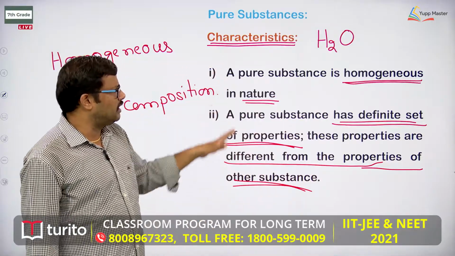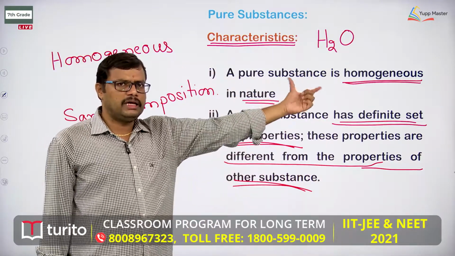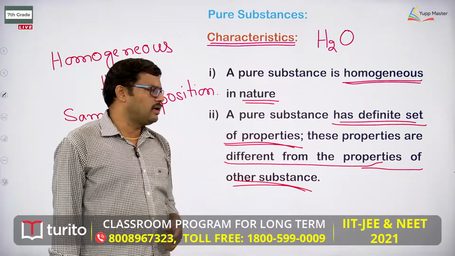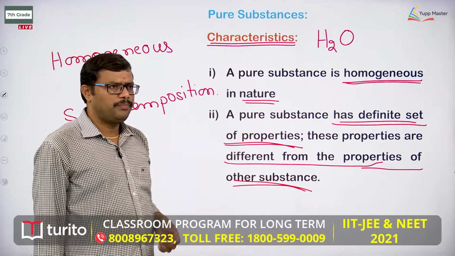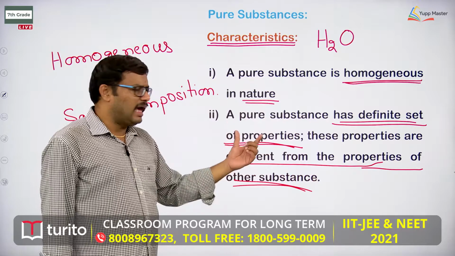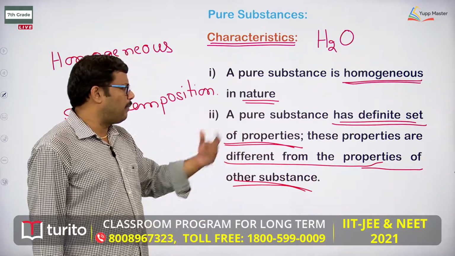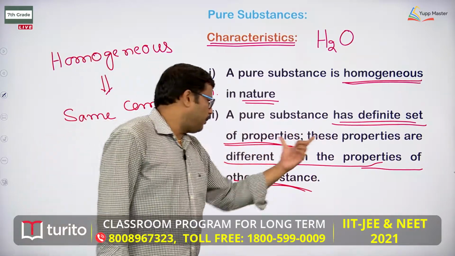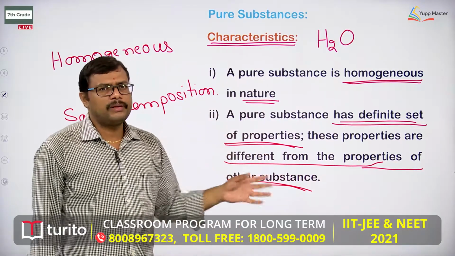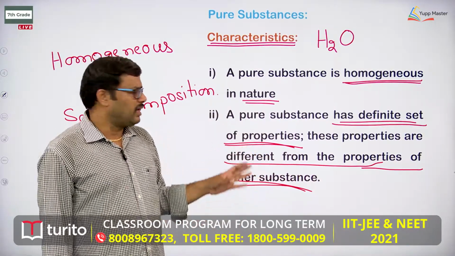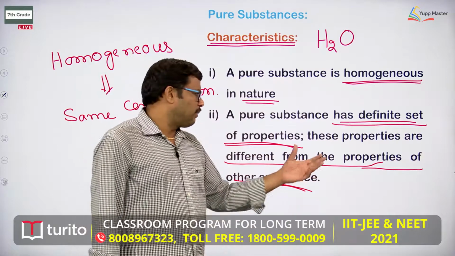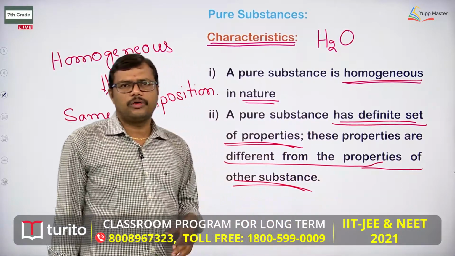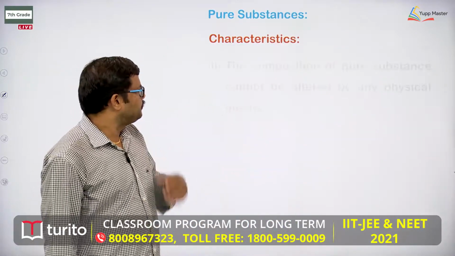So pure substances generally exhibit homogeneity. The composition will remain the same throughout the mixture, throughout the compound. Moreover, they will have a definite set of properties. So properties are going to be fixed, and these properties are different from the properties of other substances. When we compare with other substances, the properties of a pure substance are going to differ.